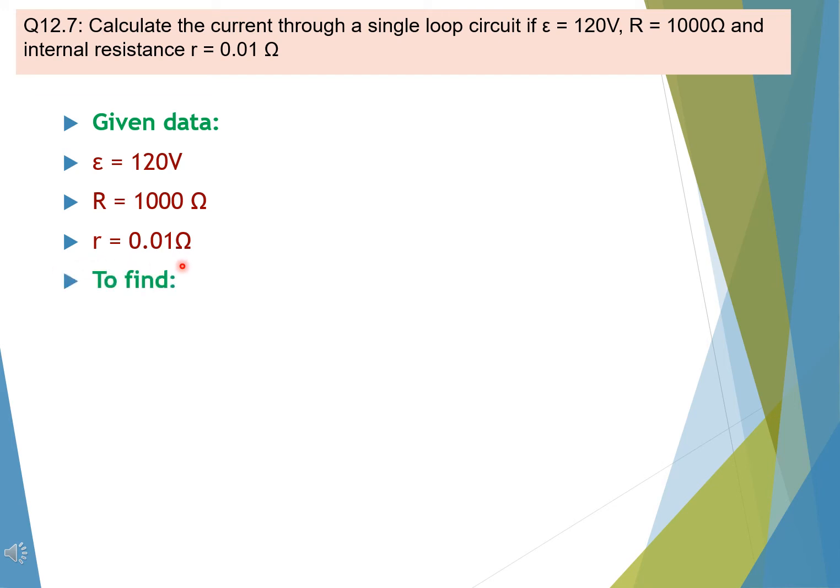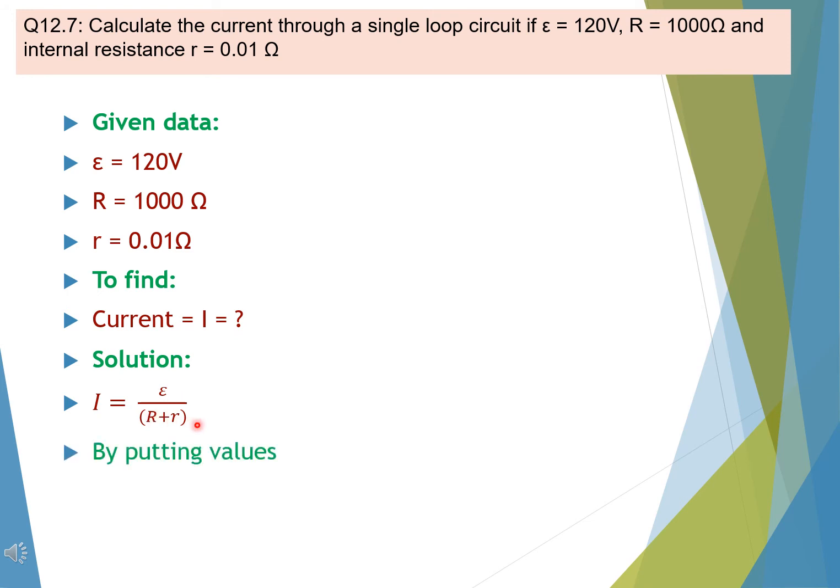We have to find out current I. Solution. We can use the formula I is equal to E divided by R plus r. By putting the values and solving, we get I is equal to 120 milliampere.